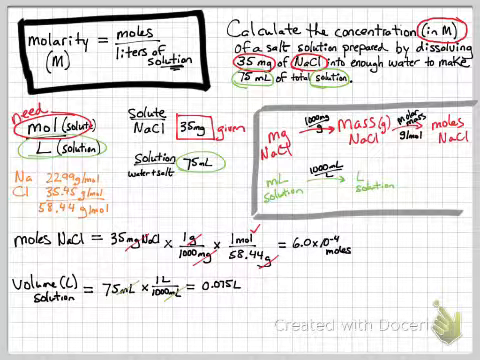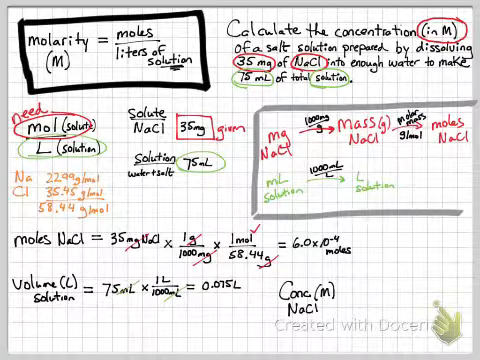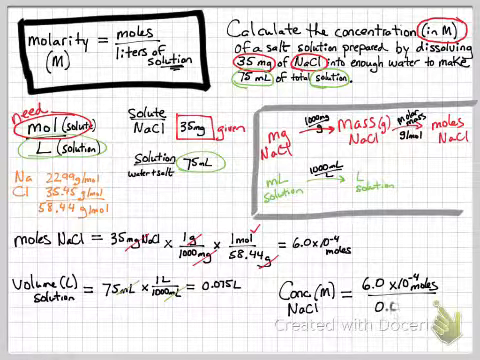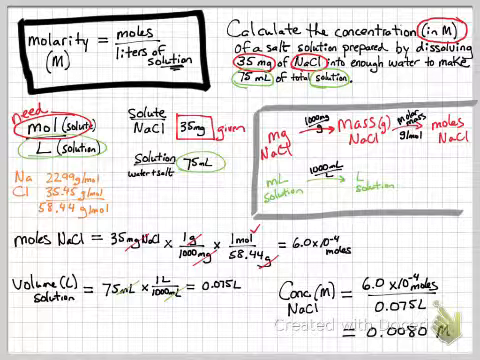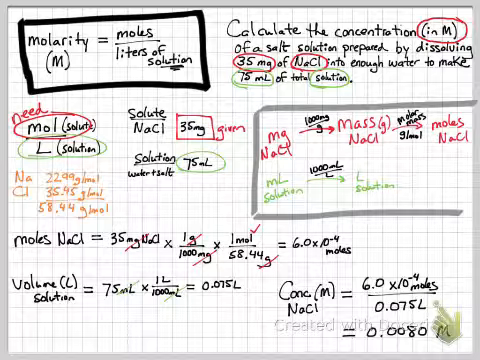0.075 liters. Okay, so now it's a simple matter of substituting into our definition for molarity, which is moles of solute over liters of solution. We have both those quantities. So concentration and molarity for sodium chloride is equal to 6 times 10 to the minus 4th moles divided by 0.075 liters, and that is 0.0080, or 8 times 10 to the minus 3 moles per liter, or 8.0 times 10 to the minus 3 molarity.